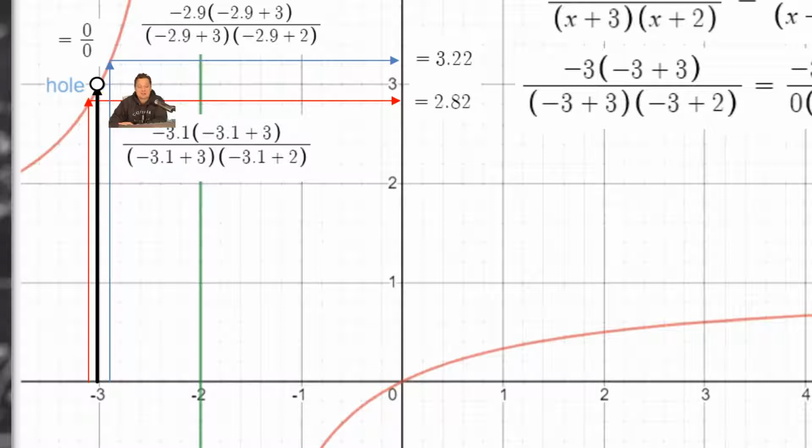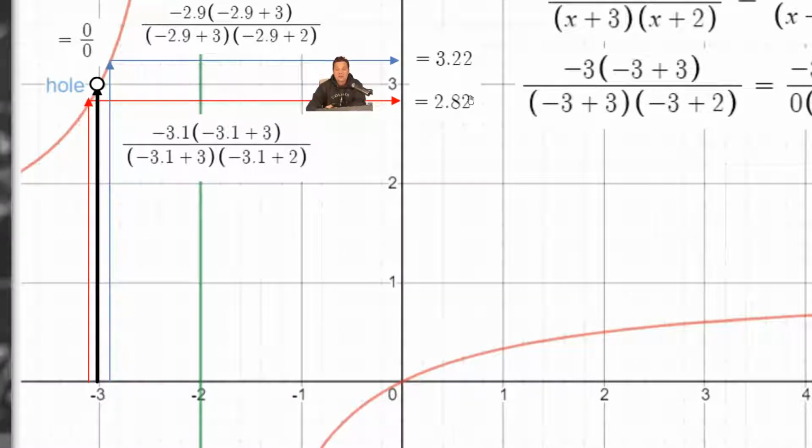What I mean by stable is the following: these outputs that you see over here, 3.22 and 2.82, as you can see, are very close together. They're not wildly different. It's not like you have 90 on one side and negative 500 on the other side, okay? And that's a common feature of holes. That's how you can identify a hole, for example, in a rational function, so to speak.